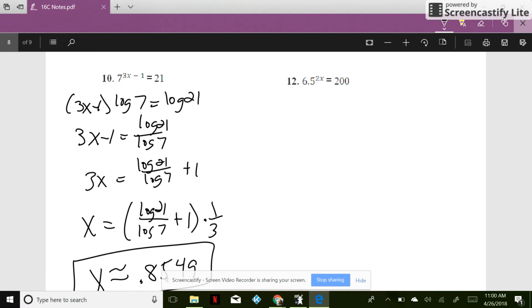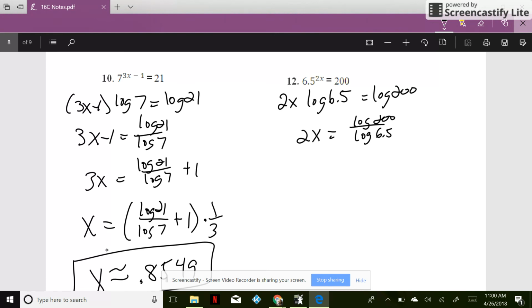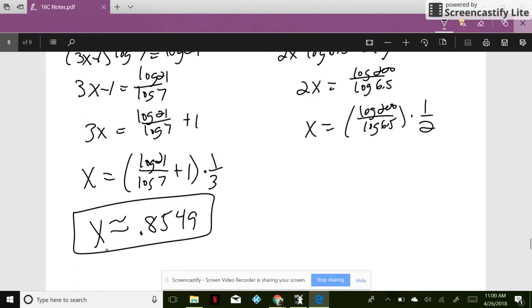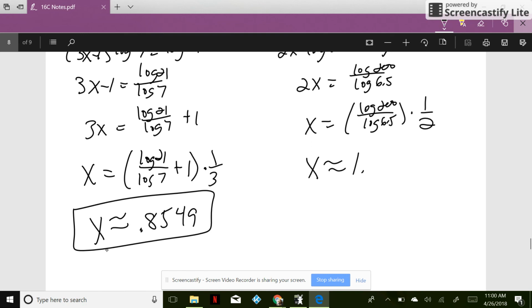Okay, again, we're going to take the log of both sides. I'm going to skip writing that step. We're going to just go ahead and bring that exponent outside right away. And then we're going to divide. And now we're going to divide by 2, or take this quantity and multiply times 1/2. Plug into your calculator, 1.4153.